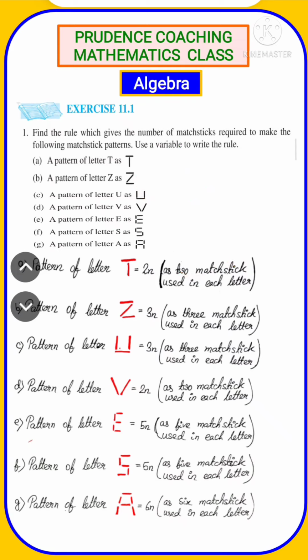Let us see the next one. The next one, as you can see, is U. For forming a single U, we need 3 matchsticks.